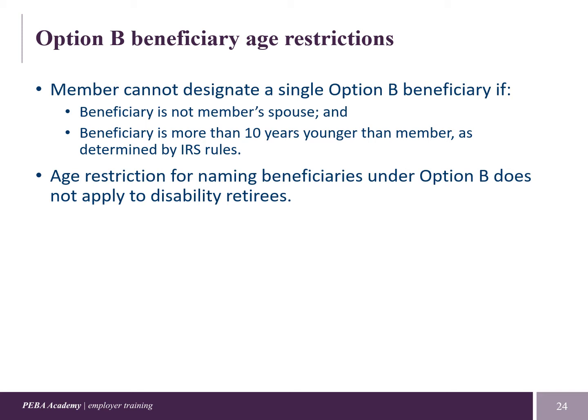Members choosing option B may not designate a sole beneficiary who is more than 10 years younger than themselves as calculated under the Internal Revenue Code formula unless the beneficiary is a spouse. A member may, however, designate multiple beneficiaries without age restrictions. This age restriction does not apply to disability retirees.